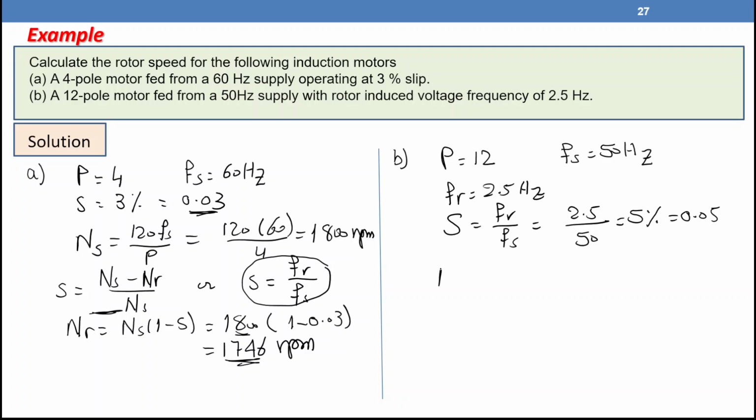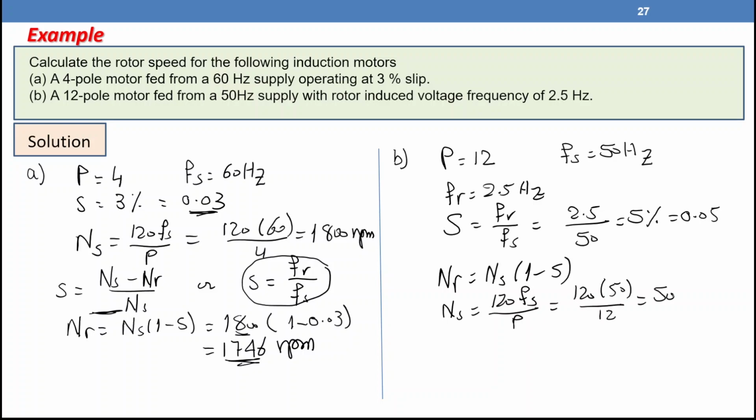We need nr, so nr equals ns times (1 minus s). But we don't have ns, so we calculate ns equals 120 fs over p. That is 120 multiplied by 50 over 12, which gives you 500 rpm. So nr equals 500 multiplied by (1 minus 0.05), which gives you 475 rpm.